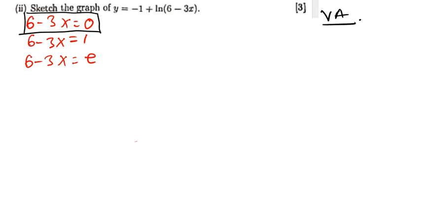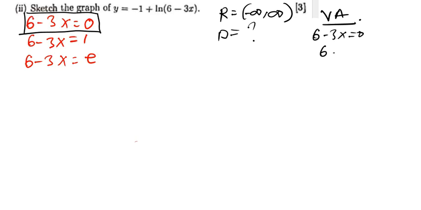Another thing I want you to understand for logarithmic functions is that the range of any logarithmic graph, or function, is negative infinity all the way to positive infinity, all real numbers, but the domain is restricted. In this case 6 minus 3x is equal to 0. If I find the value of x, I shift negative 3x to the other side and divide by 3, so x is equal to 2. Now my vertical asymptote is at x equal to 2, so the graph will cut at the point where x is equal to 2.